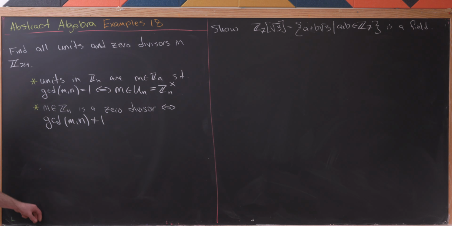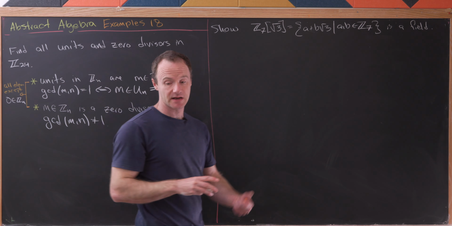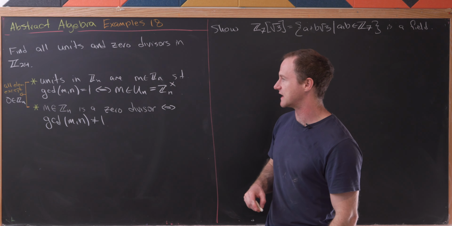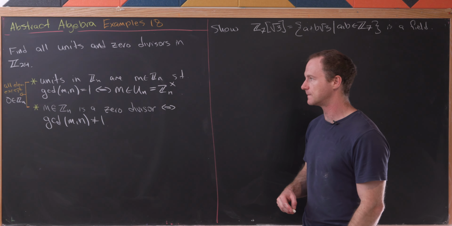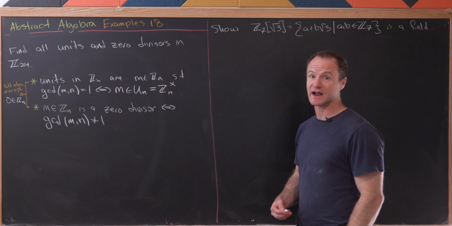And notice that this accounts for all elements inside of Zn except for 0. So all elements except 0 in Zn. So what does that mean? Well, there are 3 types of elements in Zn. There are units, there are 0 divisors, and then there's the number 0. Okay, so let's find all the units.